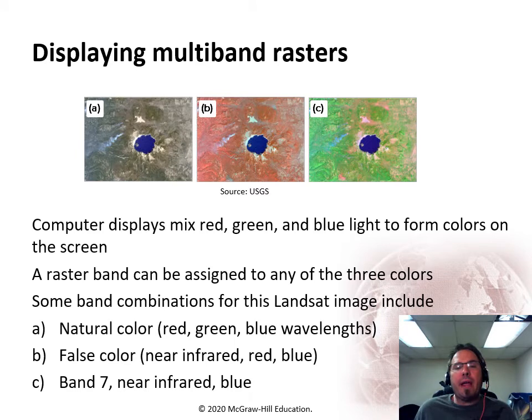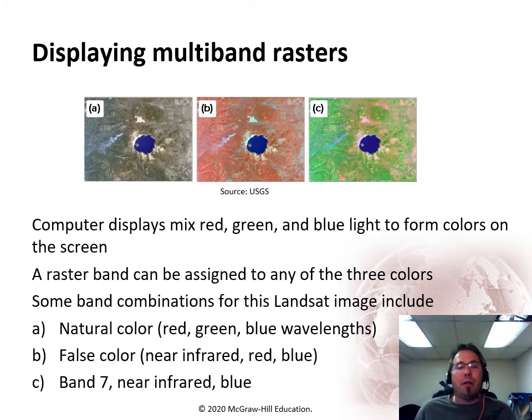So when you're displaying multi-band rasters, you can change the bands that have the different wavelengths of color. So we have the natural colors, the reds, greens, and blues. You have false colors, things like near infrared, red, blue, and then band 7, which is near infrared and blue. So the different combinations of these give you different things.